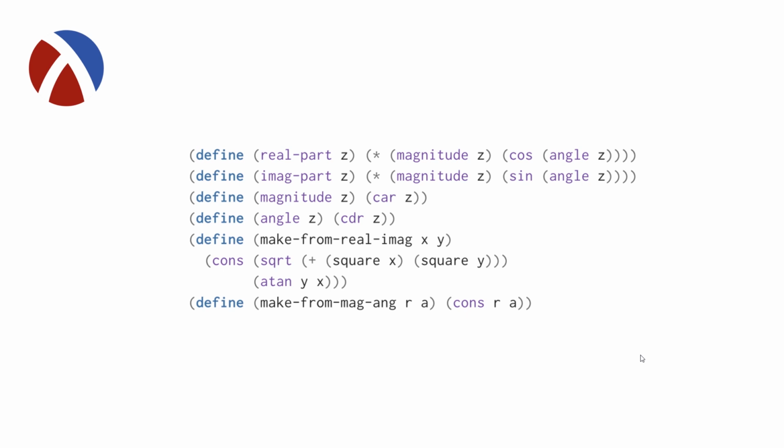But on the next slide, we see the opposite. So we once again have two constructors, make from real imaginary and make from magnitude angle. But for the magnitude angle one, we're now just doing cons because we don't need to do a transformation because we're storing it as the magnitude and angle. But for the make from real and imaginary, we have to do a transformation because we're not storing it using the rectangular representation. We're storing it using the polar representation.